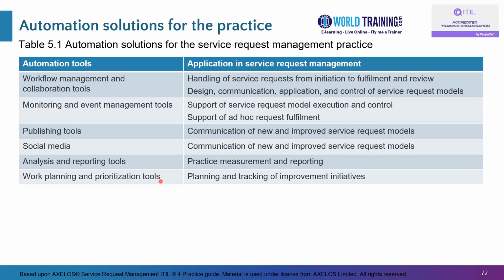Then we have the last one, work planning and prioritization tools. Note this one carefully. This is for planning and tracking of improvement initiatives. I mention to note this carefully because the previous one was a reporting tool, so one might imagine that the reporting tool can also track improvements, but that's not the case. This work planning and prioritization tool not only allows planning the practice activities, but also tracking the progress of improvement activities. So just watch out for that subtle difference between the reporting tool and the prioritization tools.